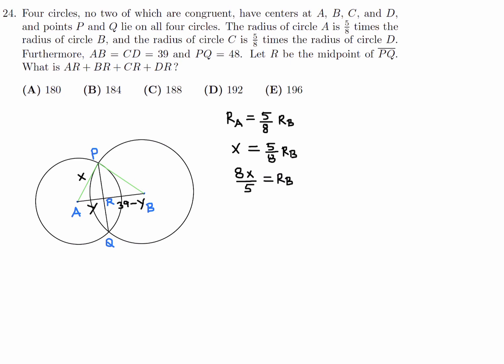Okay, and P to B, which is the radius of circle B, I have figured out as 8x over 5. And PQ, they told me, is 48. R is the midpoint, so that means P to R is 24. All right, and of course these are right angles. So now we definitely have some Pythagorean relationships. The first triangle will be y squared plus 24 squared is equal to x squared. And from the second one on the right side of PQ, we get 39 minus y all squared plus 24 squared is equal to 8x over 5 squared.